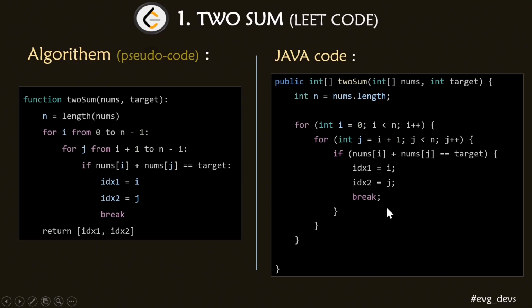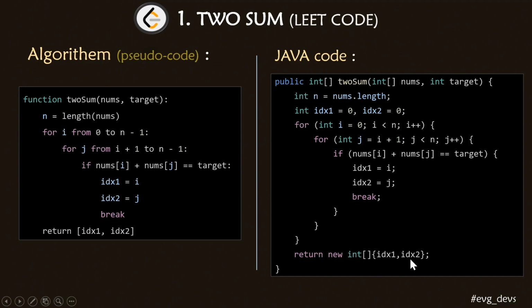But in Java, we need to declare the variables before using. Here idx1 and idx2 are not declared, so we need to declare them before using. Here we can declare idx1 equals 0 and idx2 equals 0. And at the end, we need to return the array. Here we can return a new int array that is idx1 and idx2. This is the syntax in Java to create a new array, and these are the variables inside that array.